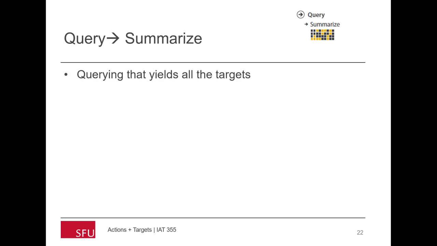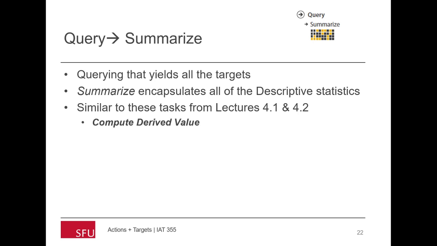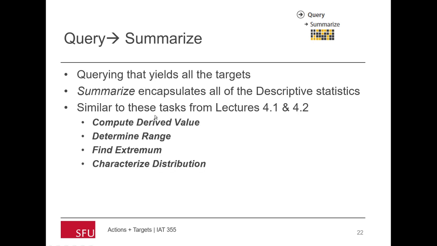Finally, query summarize is a querying that yields all the targets, and summarize encapsulates pretty much all of the descriptive statistics. And these are similar to the tasks that we talked about in lecture 4.2. So, for example, compute derived value, determining range, finding extremum, characterize distribution. Each of these things are acting in a way to summarize what's going on in the data collection. And according to Munzner's taxonomy that we have here, this summarization activity is intended to bring together all those types of activities whose job it is to summarize all the data that you've got.